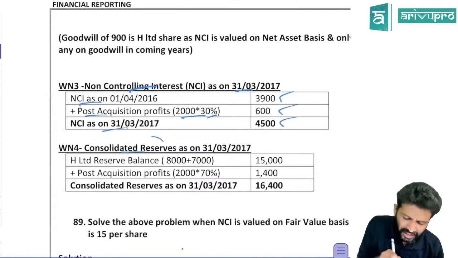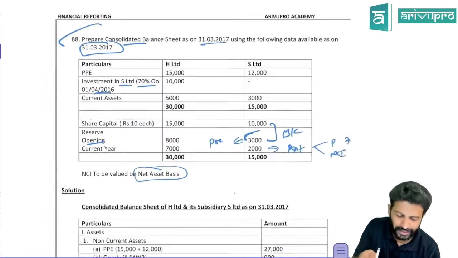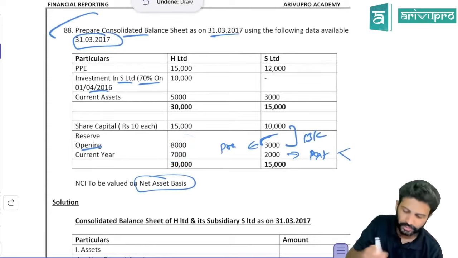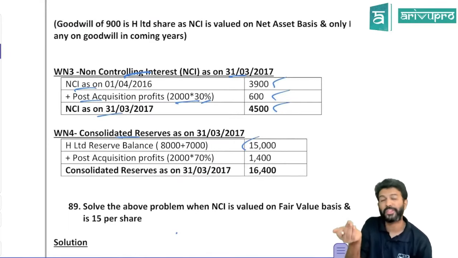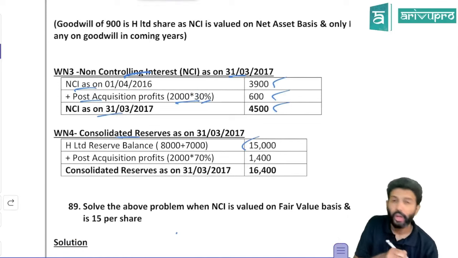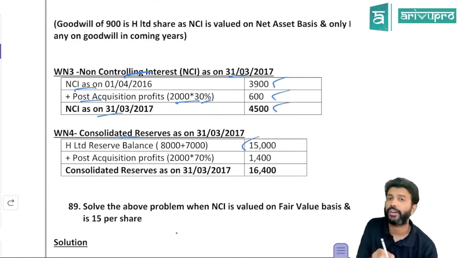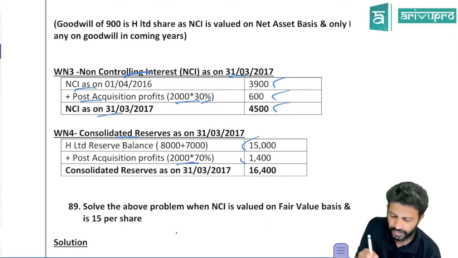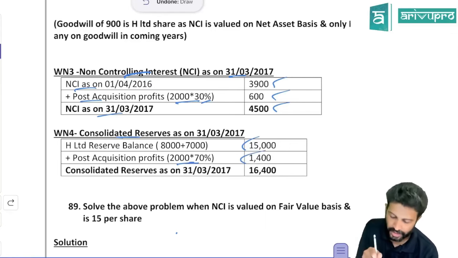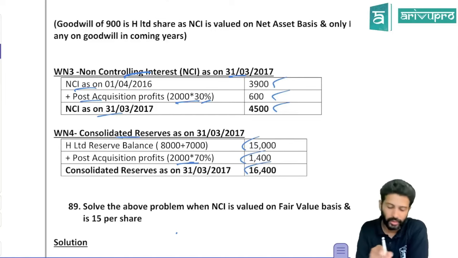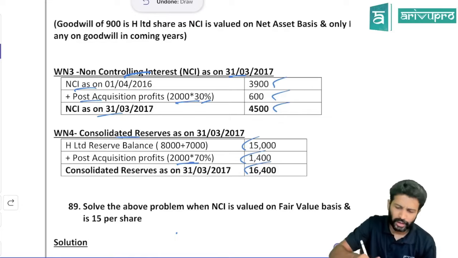Then we need consolidated reserves and surplus to be shown in the balance sheet. First of all, what is the holding company's or parent company's reserves and surplus? Adding these two, it is 15,000. Then the subsidiary made post-acquisition profit of 2,000, of which the holding company has a 70% share, which you show under retained earnings. So 70% of 2,000 is 1,400. If you add that post-acquisition profit of the subsidiary to this 15,000, you get 16,400. This is the consolidated reserves that you show in your consolidated balance sheet. Okay, that's all. Hardly any adjustment here.